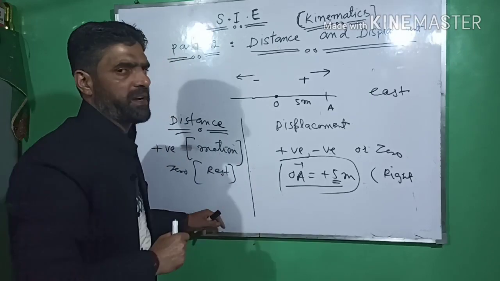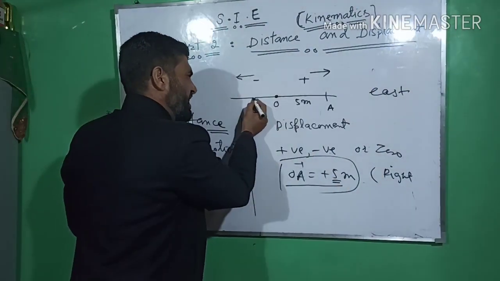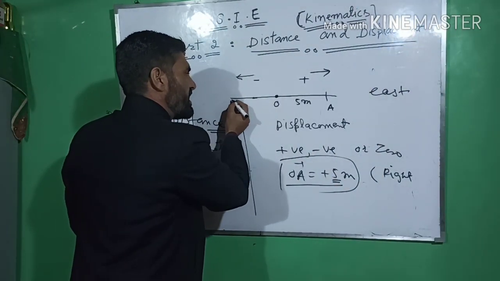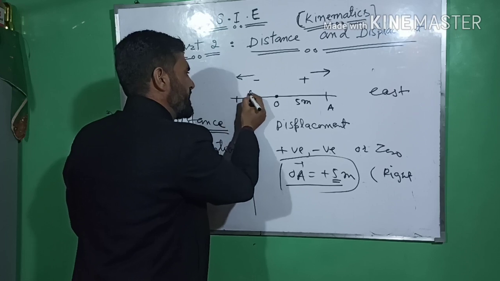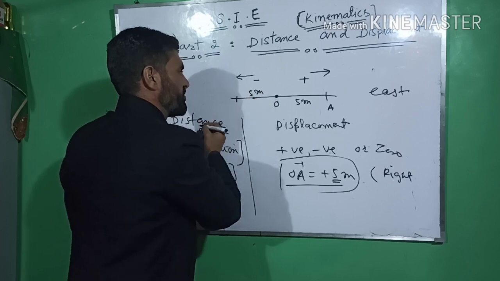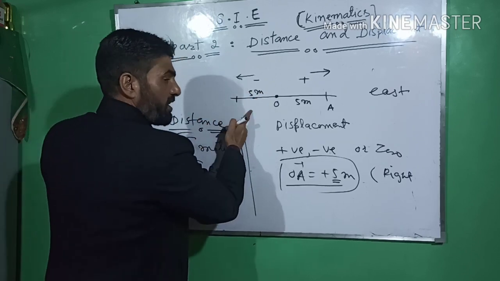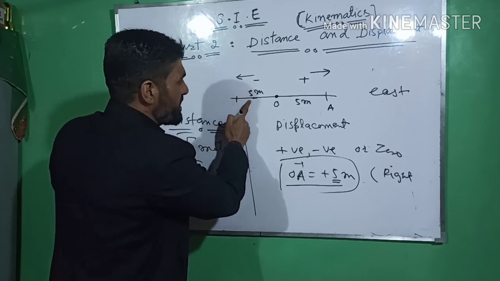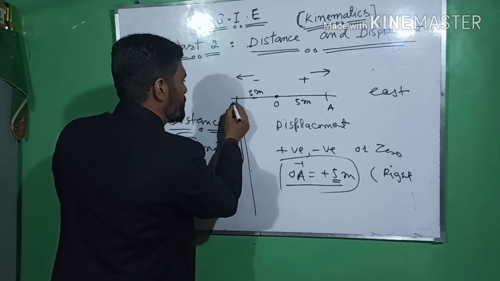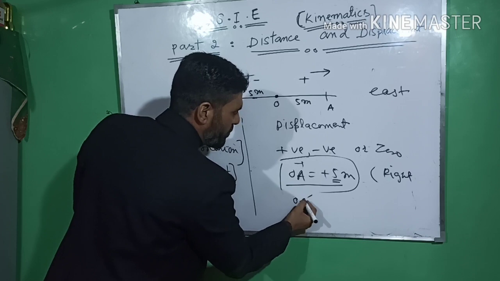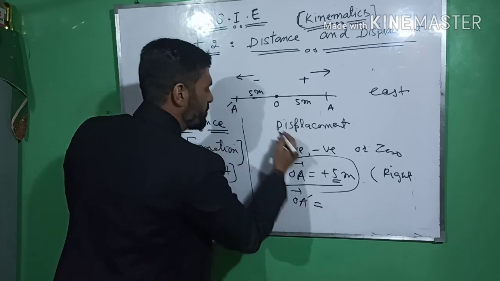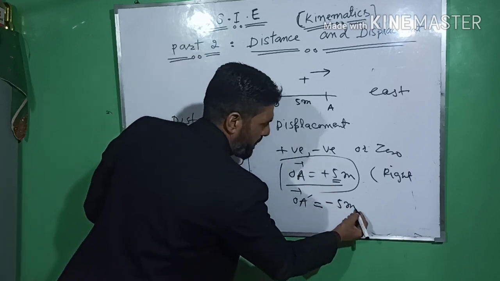Now when displacement is negative, it is very easy. If the particle is moving towards the left, suppose it moves again 5 meters but now towards the left, then when we talk about displacement we write vector OA dash is equal to minus 5 m.